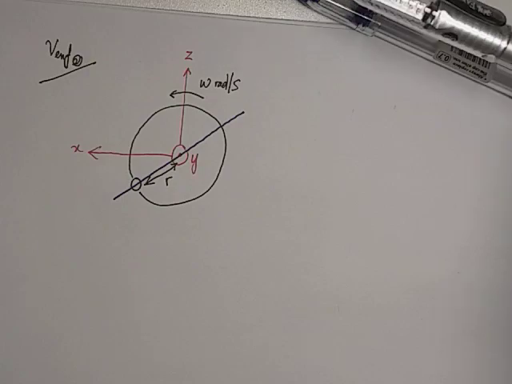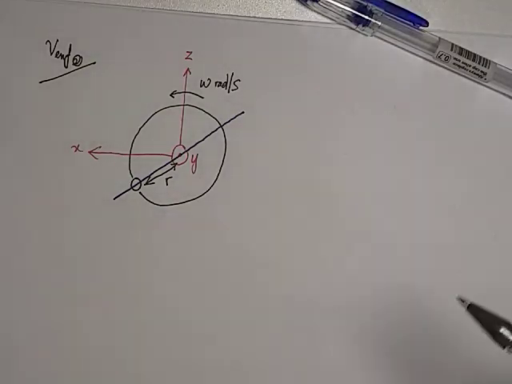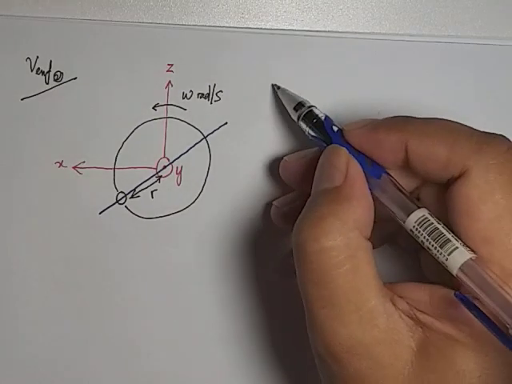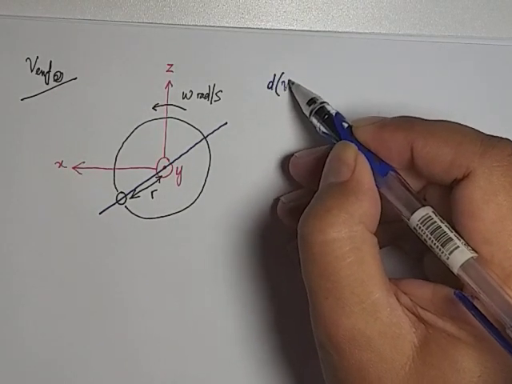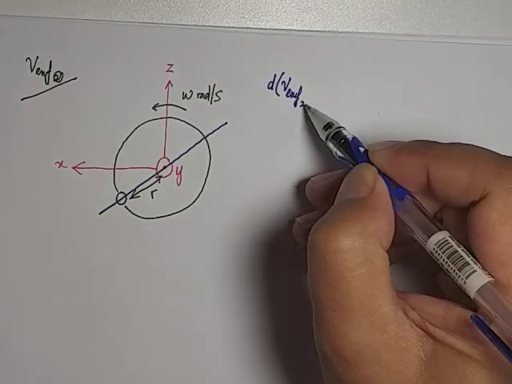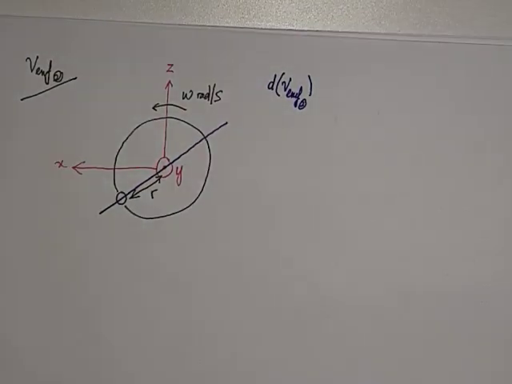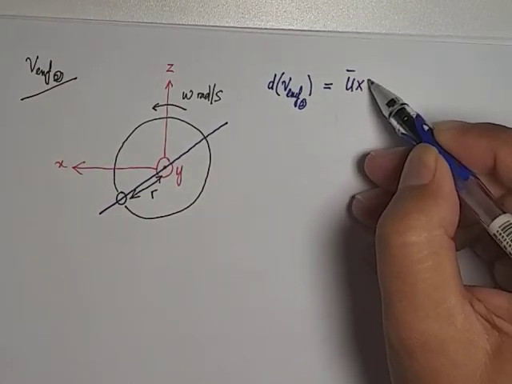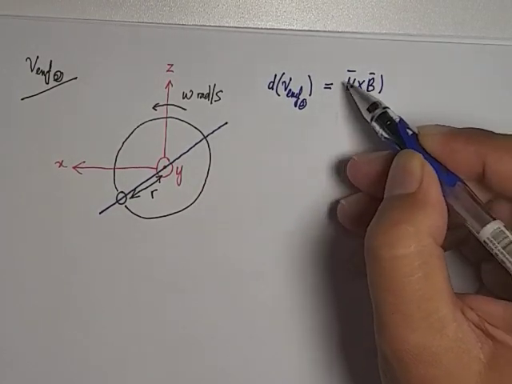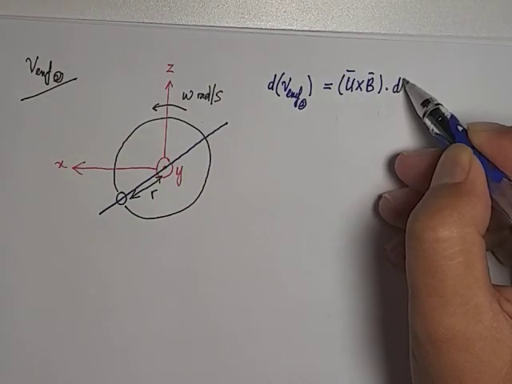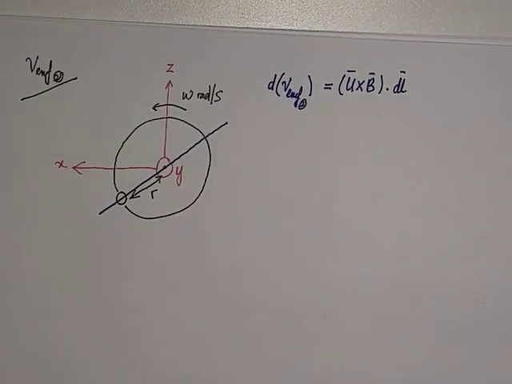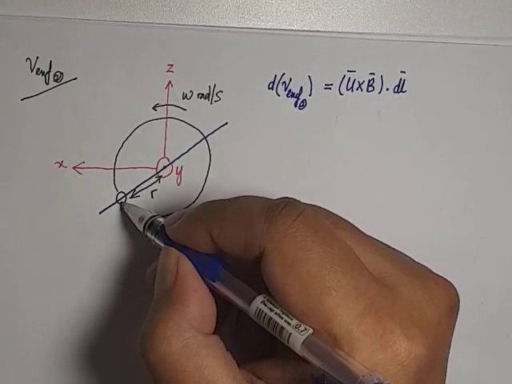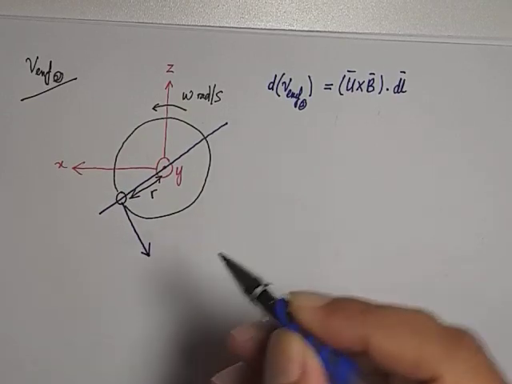And then remember what we did, we need to solve for dVEMF. Let's rewrite that. I'm going to solve for dVEMF number 2. That should be equal to U cross B dot dl. So now what is our U? Our U is the tangential direction as before. That is our U.